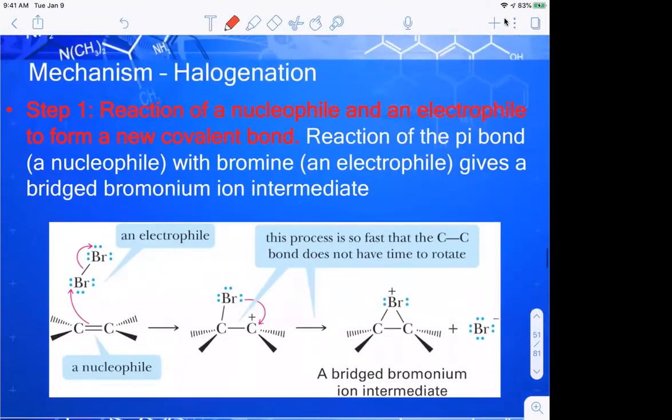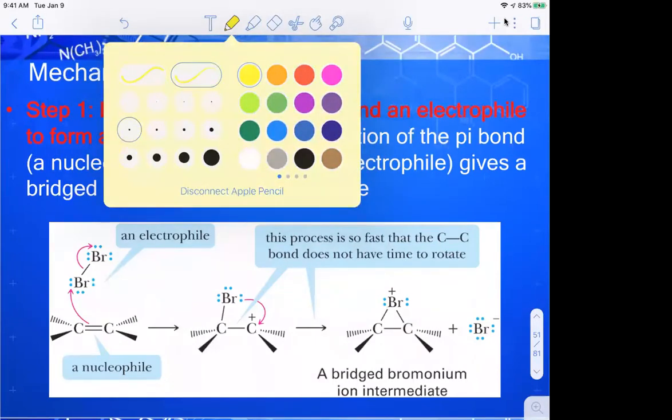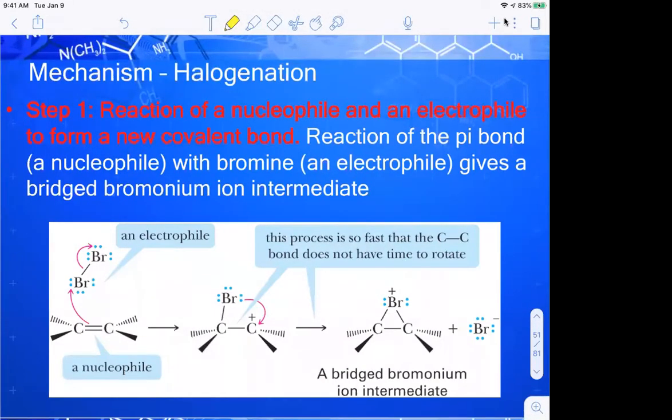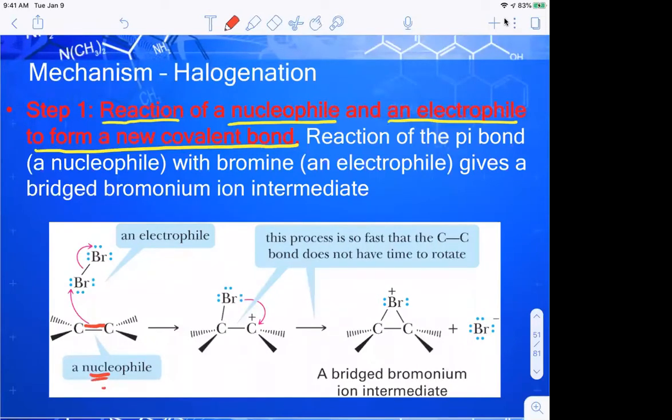Now, why does that happen? Well, it happens because of the mechanism. The first step is the reaction of a nucleophile and an electrophile to form a new covalent bond. So my pi bond, which is nucleophilic, remember, this is electron rich, is going to react with my bromine, which is actually an electrophile, which is a little hard to explain at this level, but this comes out and it breaks the bromine-bromine bond.